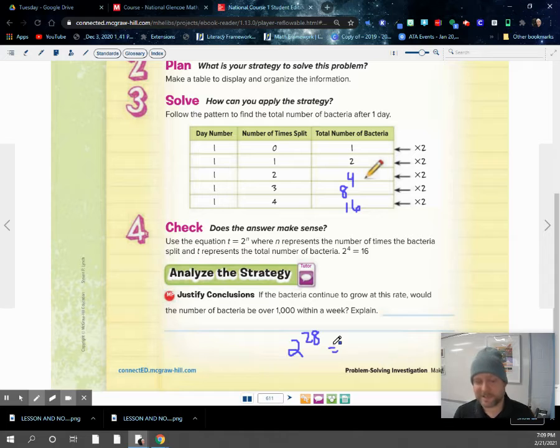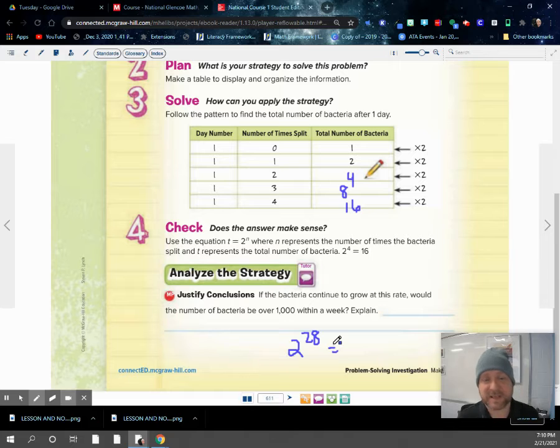And I don't know, let's check it out. So 2 to the 28th power. We'll just ask, hey Siri, what's 2 to the 28th power? According to exponentiations.com, 2 to the power of 20 equals 2 circumflex 20 equals 1,048,576. Yeah, so over 1 million. I think we would be good to go. We would be well over 1,000 within a week.